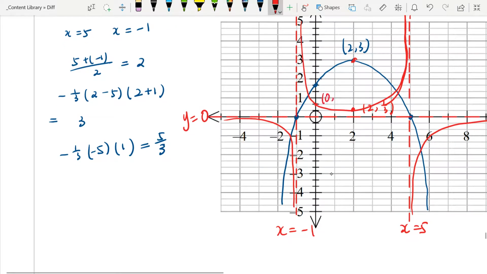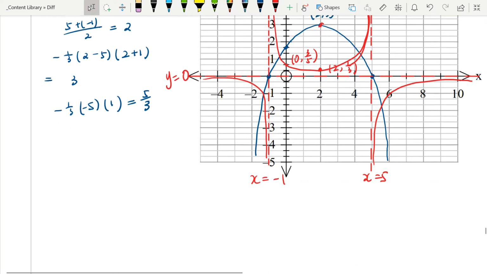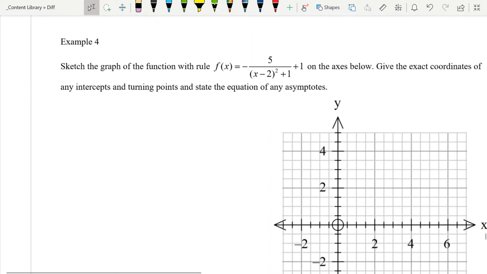Label that, that's 0.3/5. 3 asymptotes, 1 turning point, 1 y-intercept. That's a revision for the reciprocal. And let's think about that one.